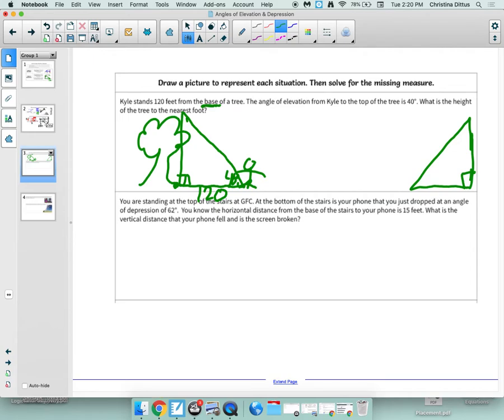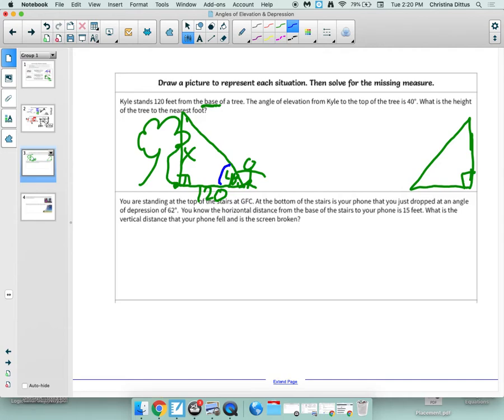I want to know what the height of the tree to the nearest foot is. So am I looking for my straight up and down or my slant? Straight up and down, that's what I'm looking for. Now that we have everything labeled, we have to find out if we're using sine, cosine, or tangent. Where's the other number? Oh, just kidding. That's a degree measure. Opposite and adjacent.